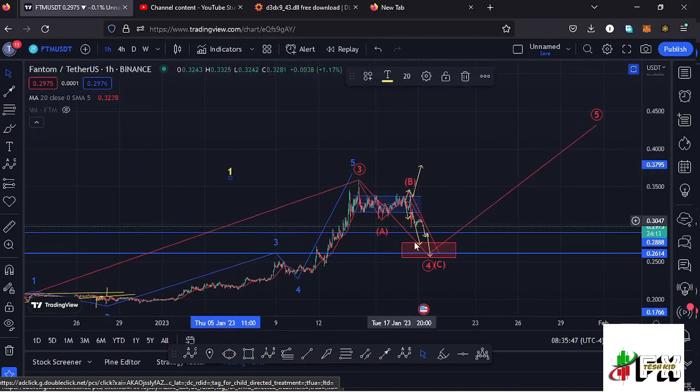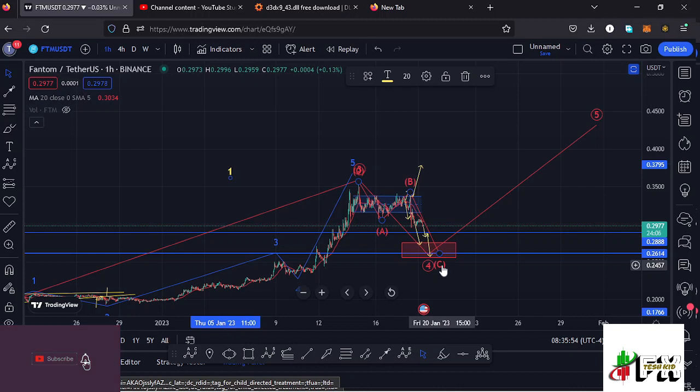And once we see this pullback that we are expecting in the formation of this wave 4, then I think that would be a perfect entry back into Fantom, and that is not financial advice, so make sure that you do your due diligence and do your own research.